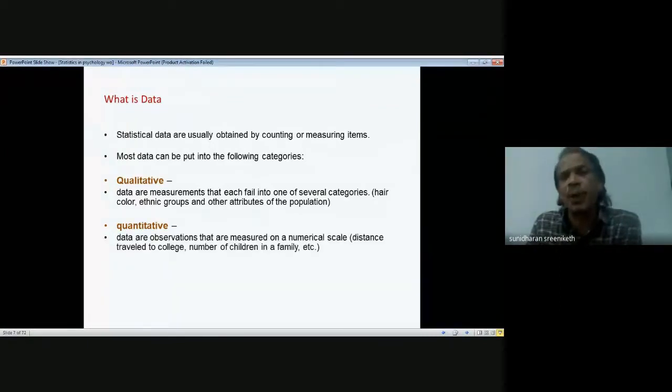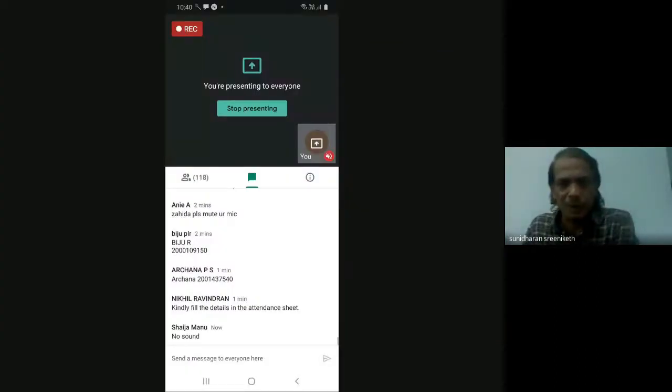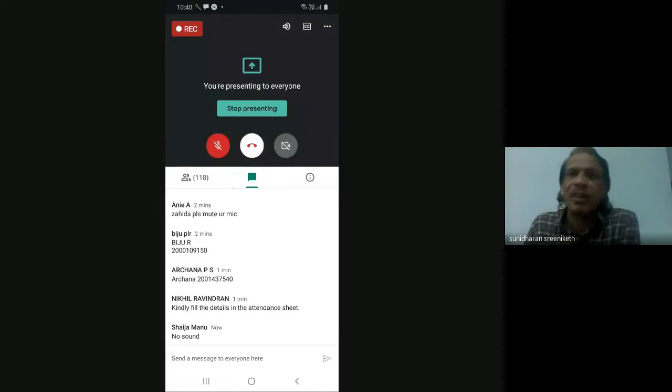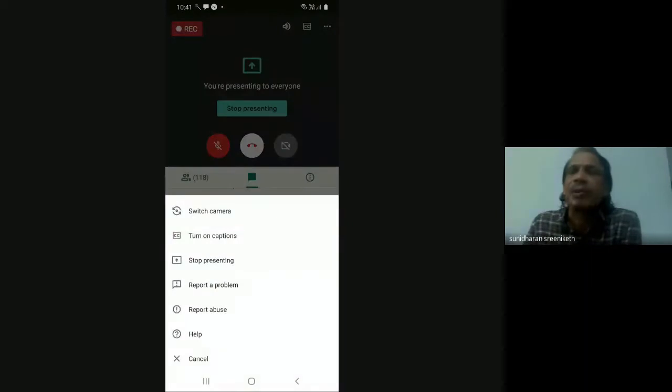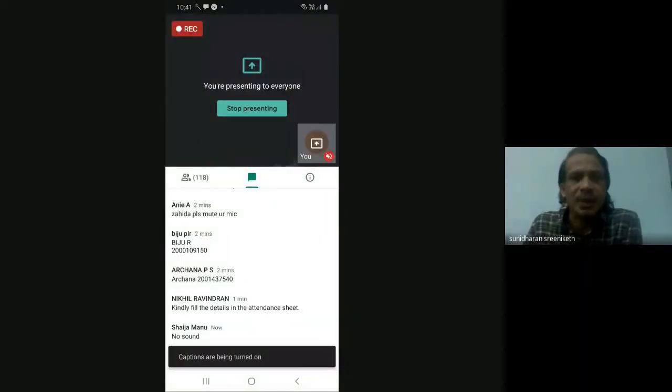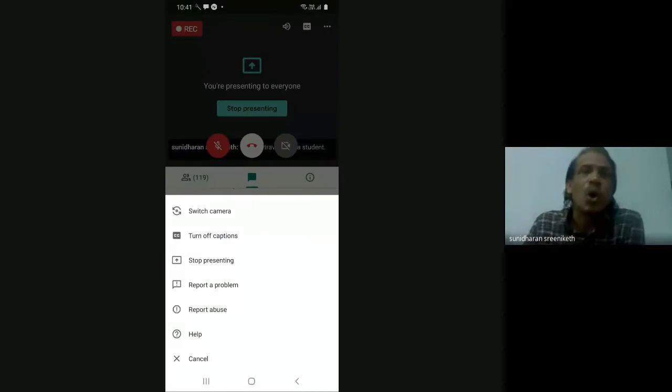Quantitative, on the other side, is data or observations that are measured on a numerical scale. We can measure this kind of data, quantitative data, on a numerical scale. For example, the distance traveled by a student to college, or the number of children in a family, etc. We can count this number.